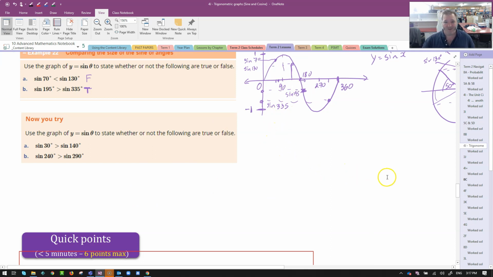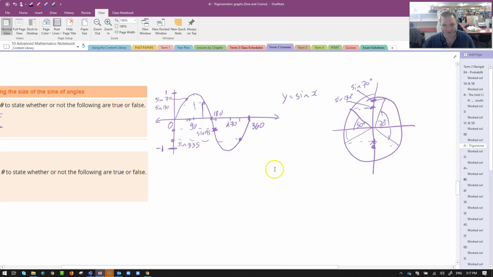What I'd encourage you to do, though, try and look at them on your unit circle and think about it that way too. Your unit circle, it's your best friend in maths. It has all of the answers to your trigonometry contained within it. You've just got to get to know it so that you understand it.